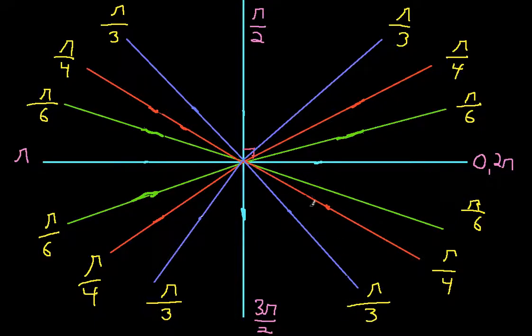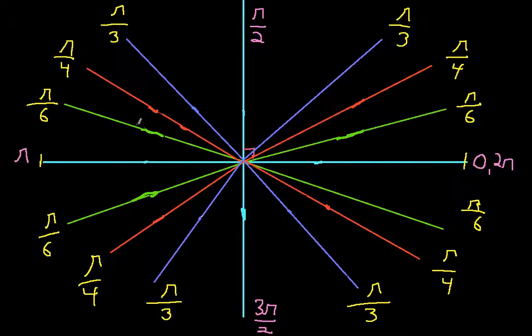Now that we've looked at these, I hope it is clear that the ones closest to the x-axis, closest to the horizontal line cutting through the middle, are over 6. As you get further away from that line, they go to over 4 and then over 3. In the first quadrant, it's just what those numbers are: pi over 6, pi over 4, pi over 3.